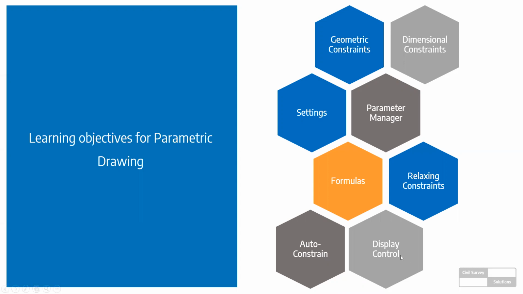And finally, we'll look at display control. When we're using the constraints, generally they do not plot in AutoCAD. However, we can convert them into dimensions in AutoCAD. They're still smart enough to know the associations that they have with other objects and the scaling factors and everything that's associated with those constraints that we have in our drawing.